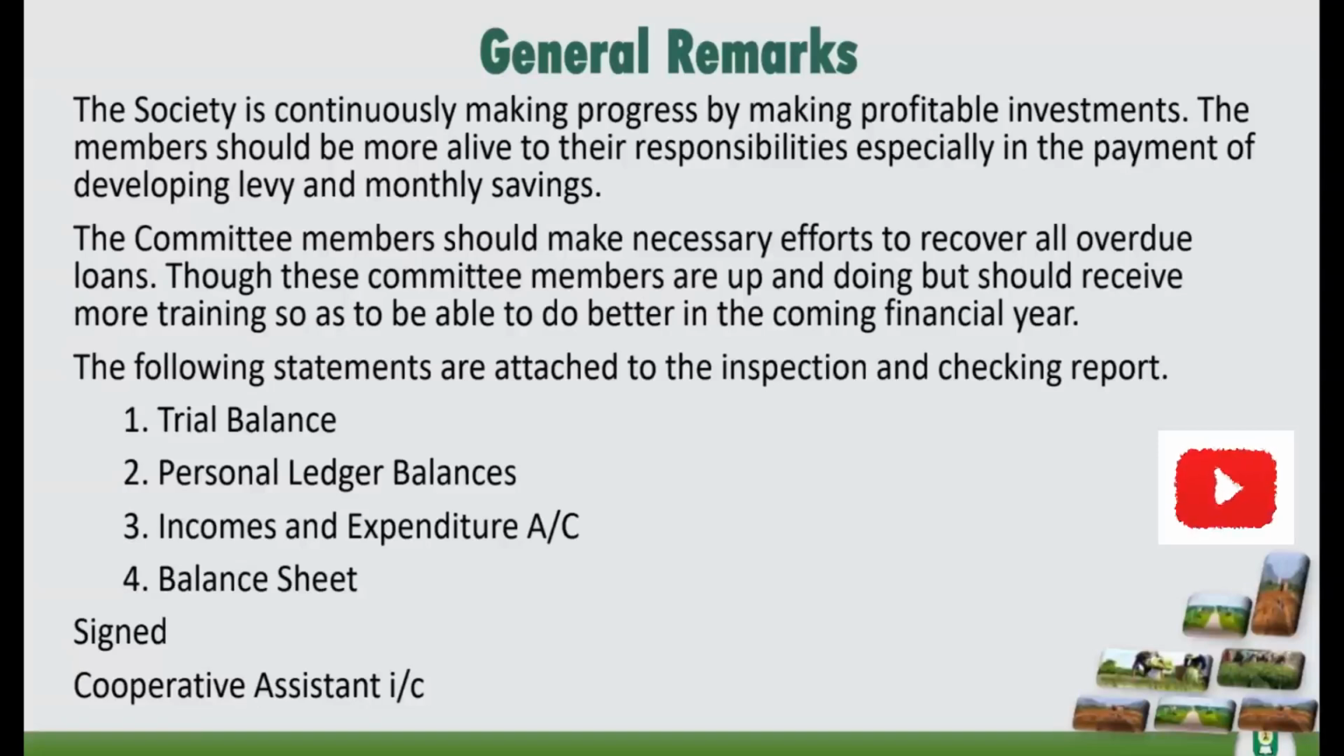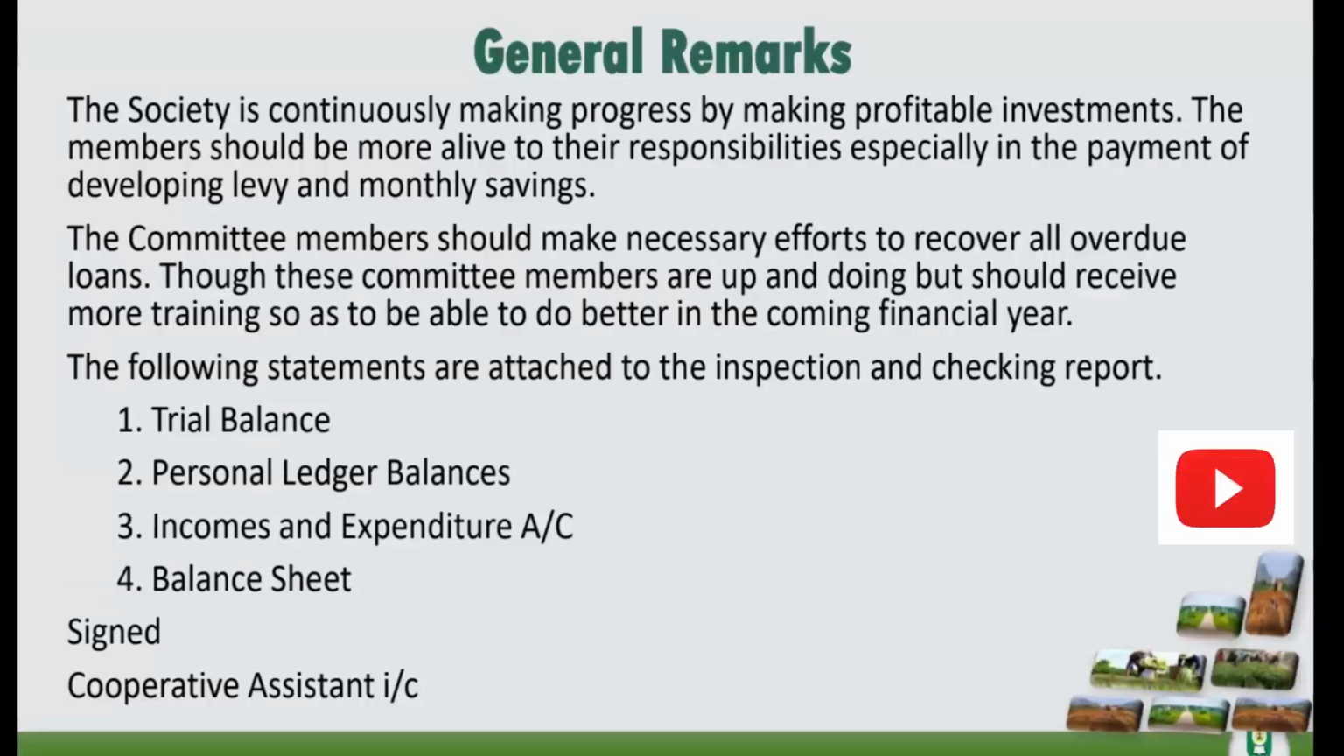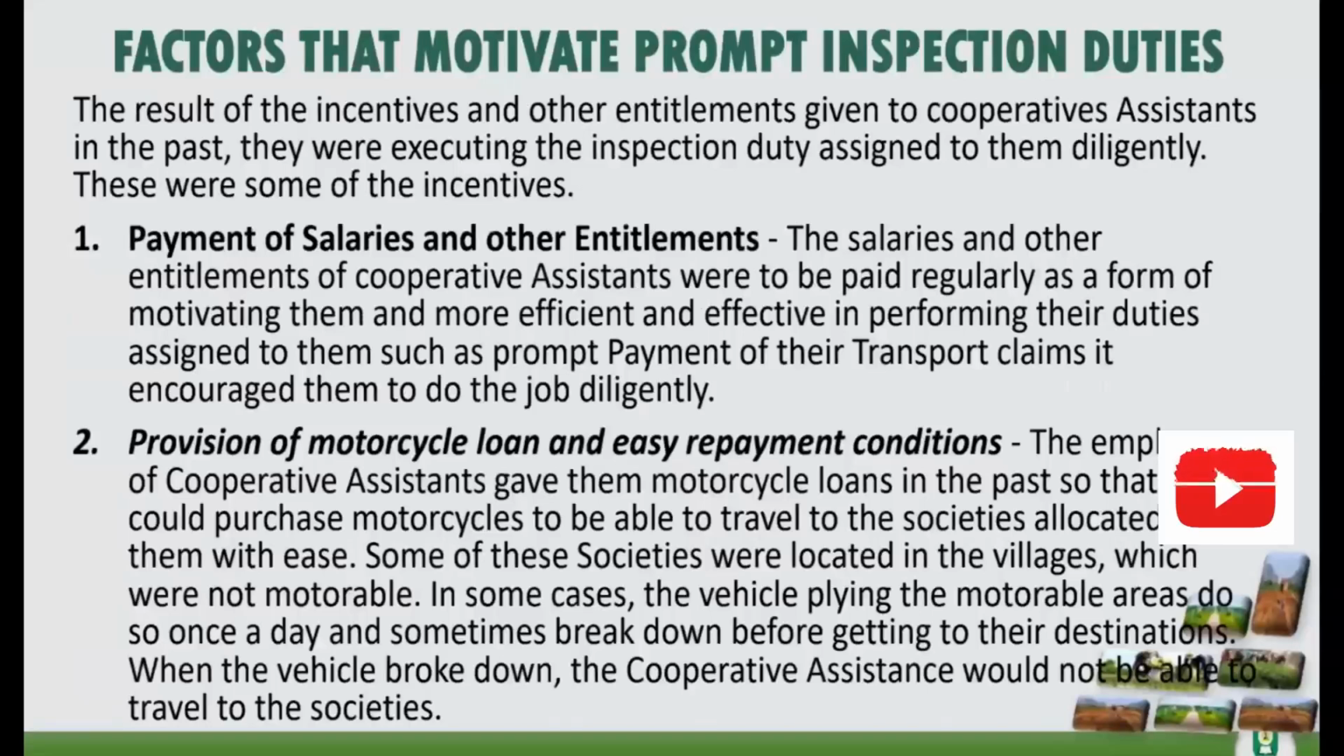The following statements are attached to the inspection and checking report. 1, trial balance. 2, personal ledger balance. 3, income and expenditure account. 4, balance sheet. Then signed cooperative assistant in charge. He can now put his name on there. So you see how the report is so systematically written. So if you need to do such a report, you can model your own after this.